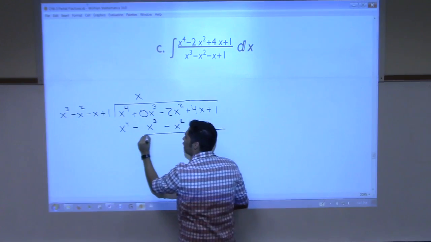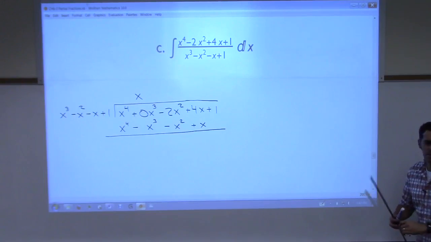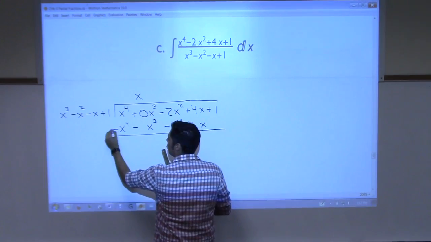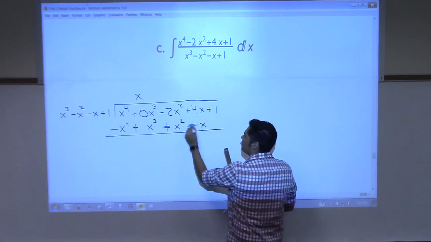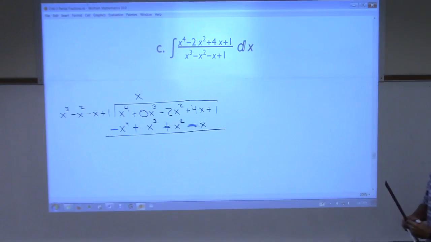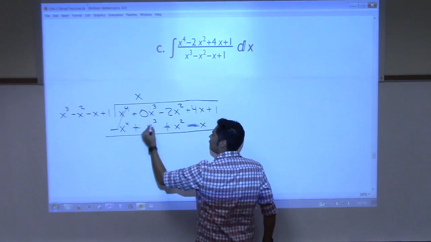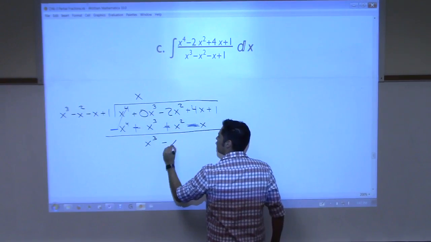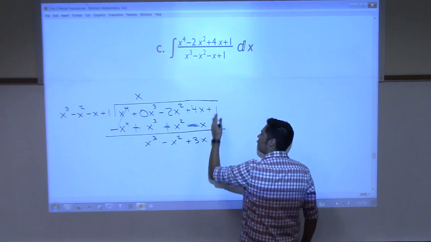Then I come through and subtract. So when I subtract, the signs change on everything. So if it was positive, it becomes negative. It was negative, it becomes positive. Negative becomes positive. That positive becomes a negative. Then you add down. What do we have? Gone. We have just an x cubed here. Minus x squared. Plus 3x. Plus 1.